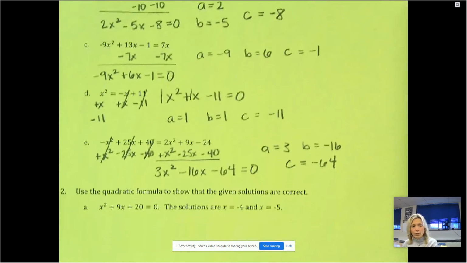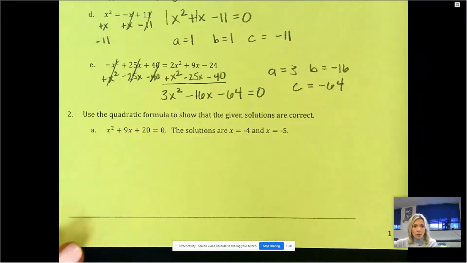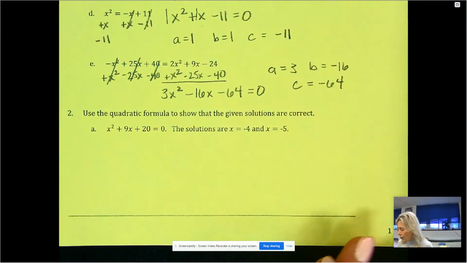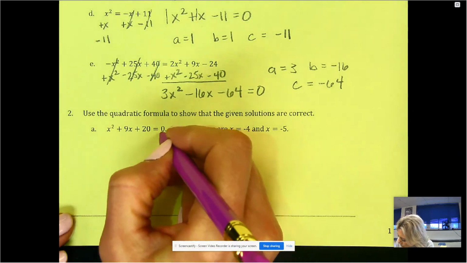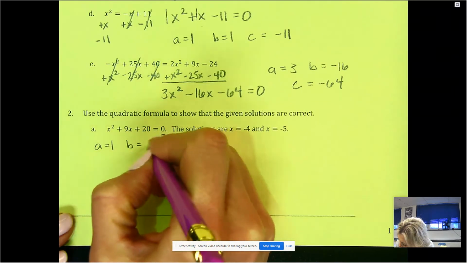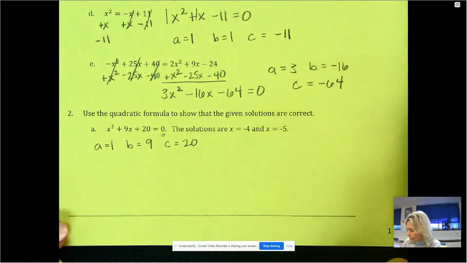All right. In number 2, we've got some quadratic equations. We're given the solution, and so your job is to show how to get there. So A, B, and C, because this is already equal to 0. A is 1, B is 9, C is 20.